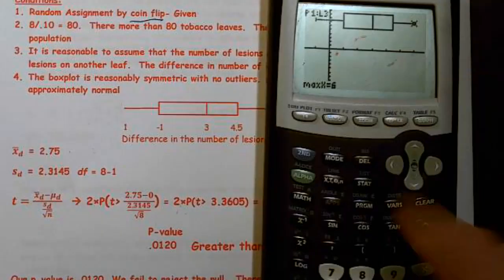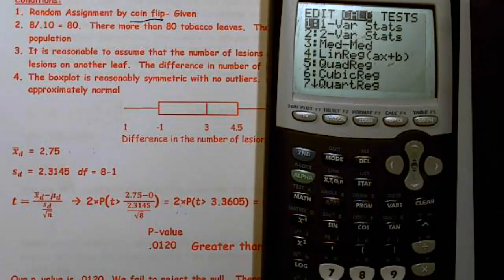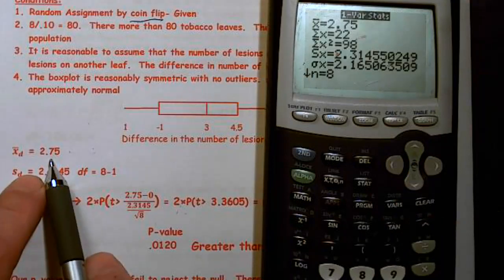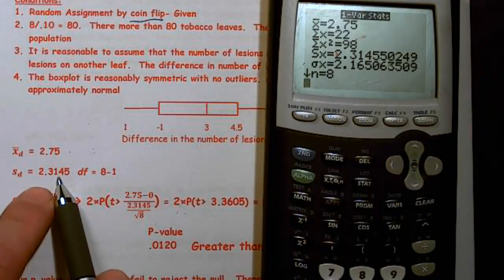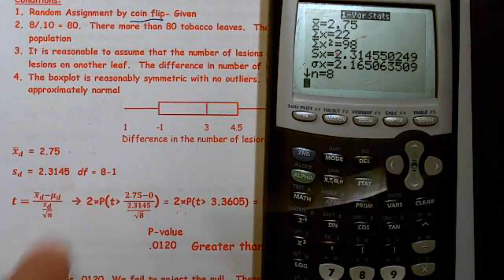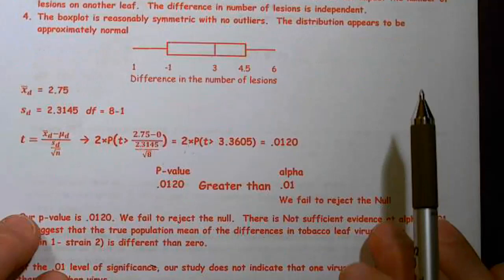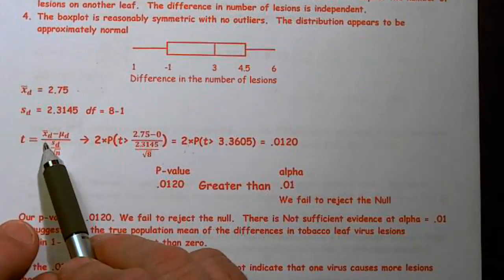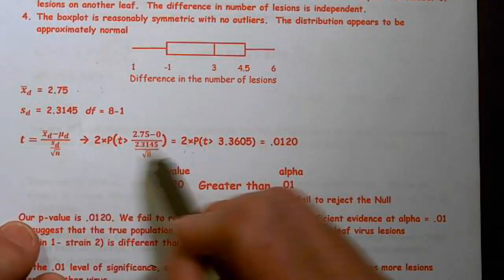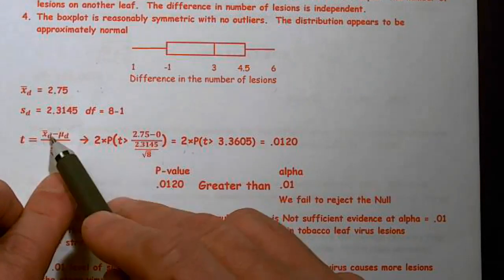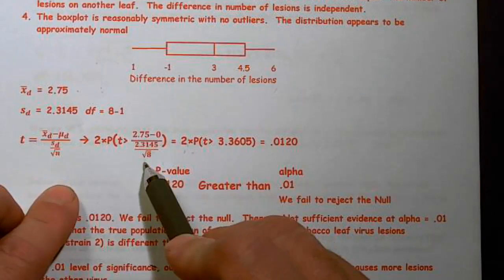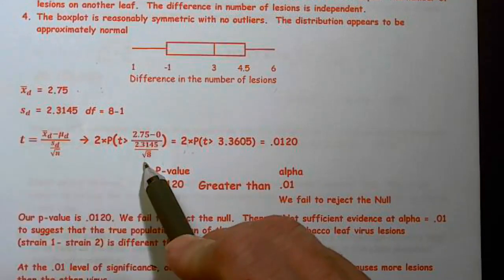And once again, when I went to stat calc, one variable stats, I got a sample mean of 2.75 and a standard deviation of 2.3145. My degrees of freedom were 8 minus 1. All right, so my formula is t equals x bar D, and we need to make sure we have the D's in there, minus mu D, divided by s D over the square root of n. So I'm going to plug in the 2.75 here, 2.3145 there, and 8 is my n. Make sure that you're using 8. Some people use 16, that was incorrect.